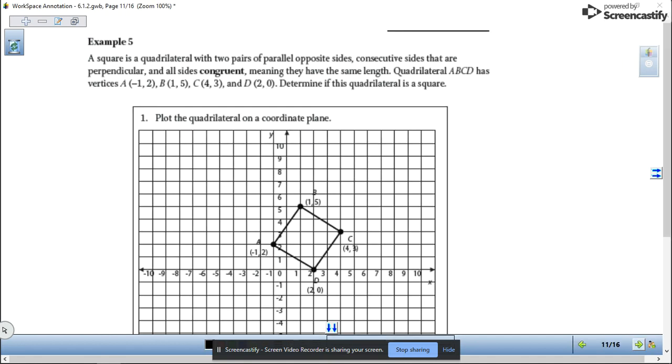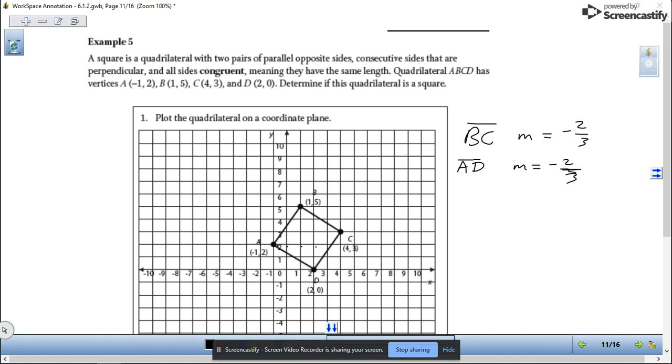So next, we're going to look at this guy. A square is a quadrilateral with two pairs of parallel opposite sides, consecutive sides that are perpendicular. So we need to make sure we're perpendicular here. All right. So we go 1, 2, 3, down 2. So, and these need to be parallel. So 1, 2, 3, down 2. So BC has a slope of -2/3. And AD, which is the opposite side, also has a slope of -2/3.